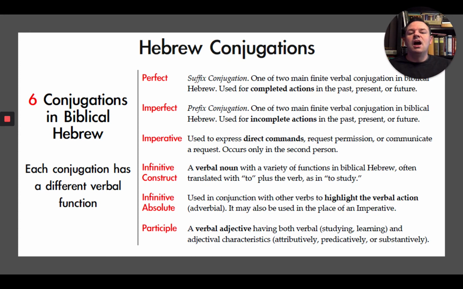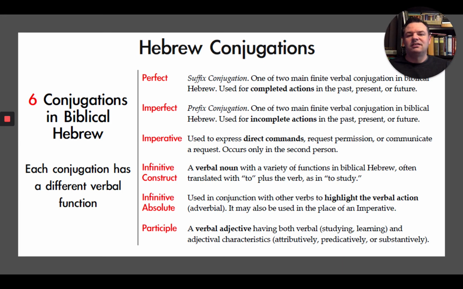So when we talk about Hebrew conjugations, we've got the perfect. This is suffixed, which means things are going to appear at the end of a word with the perfect. And this is used for a completed action in the past, present, or future. But when you think about the perfect, think about most of the time in Hebrew narrative or something along those lines, it's going to be simple past. Not always, but completed action in either past, present, or future, but often the gloss of it is going to be simple past.